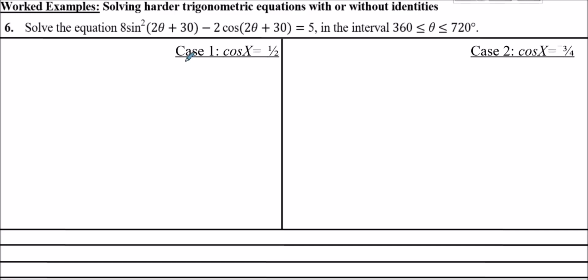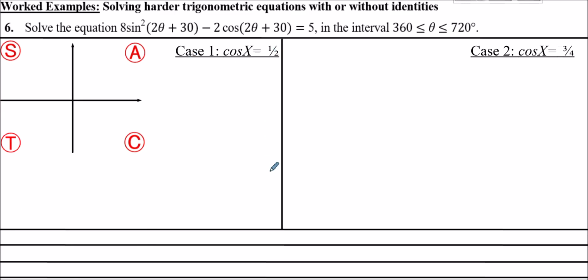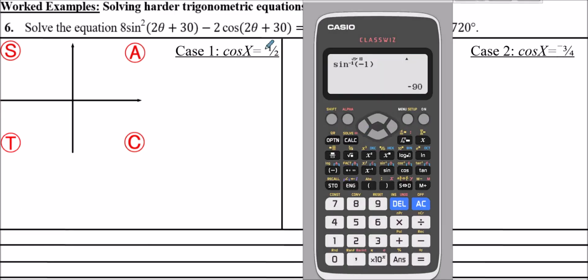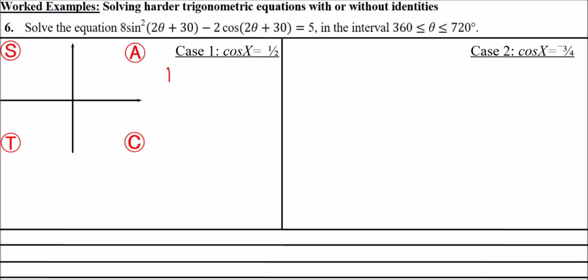So here's the first one. So cos of big X equaling a half. This is one of those exact trig ratios, but if you're not sure, please do use your calculator to find out what big X needs to be. So if we do shift cos minus 1 of 1/2, we see here that X, big X, needs to be 60. So that's our principal value. So we can add this onto our diagram. So the principal value here is that X is cos minus 1 of 1/2, which gives us 60 degrees.